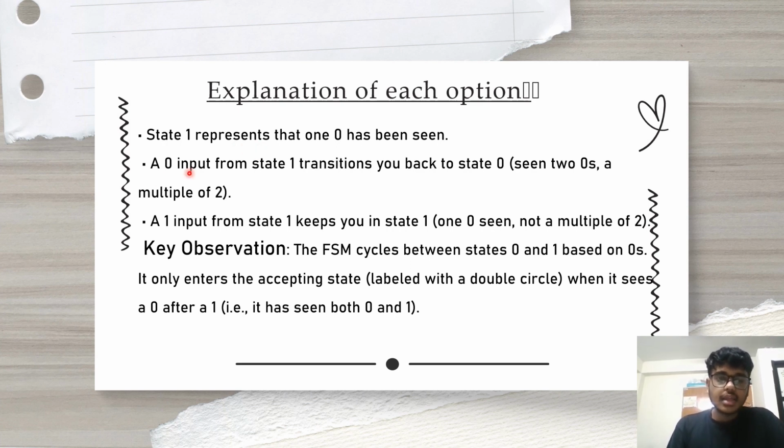In another slide, we can see that state 1 represents that one 0 has been seen, and a 0 input from state 1 transitions back to state 0. A 1 input from state 1 keeps you in state 1. So the key observation from this analysis is that the FSM cycles between states 0 and 1 based on zeros. It only enters the accepting state when it sees a 0 after a 1, that is, it has seen both 0 and 1.